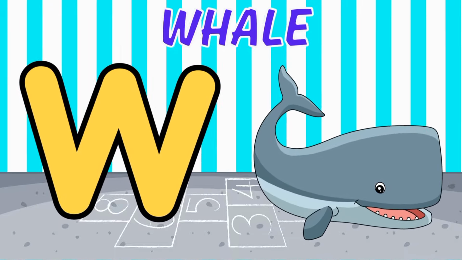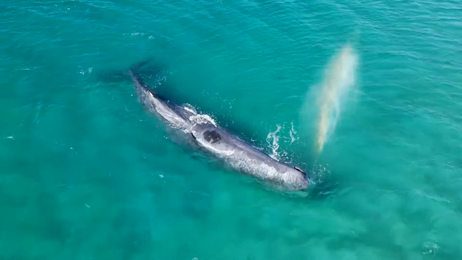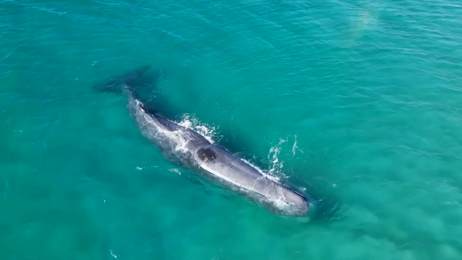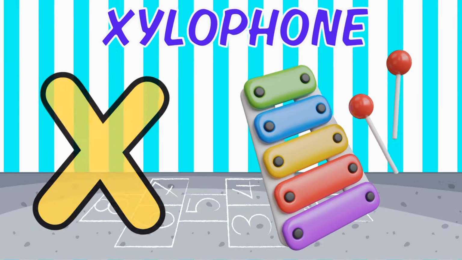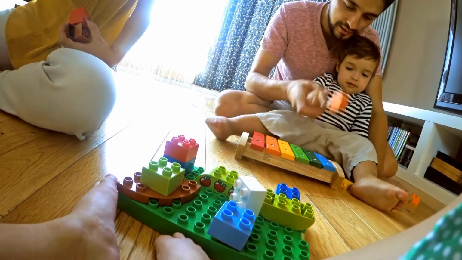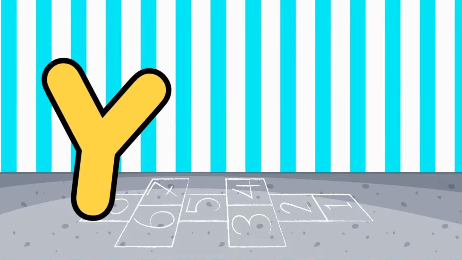W is for whale, w, w, whale, W, whale. X is for xylophone, x, x, xylophone, X, xylophone.